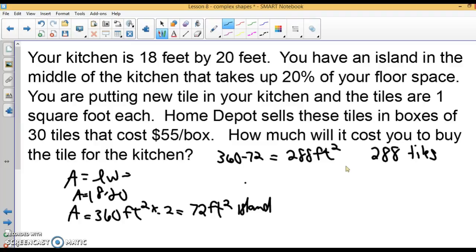Now, the tiles come in 30 in a box. So let's divide this by 30 and see how many boxes we need. I get 9.6. That means I need to buy 10 boxes. And the boxes are 55 each. So 10 times 55, $550 to tile our kitchen.